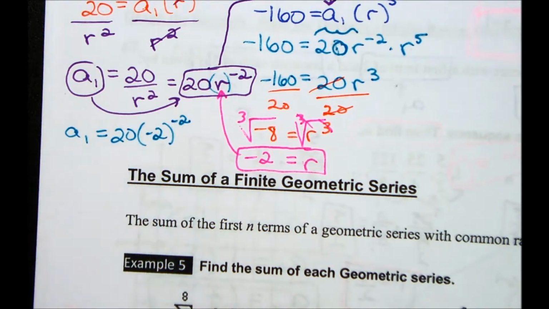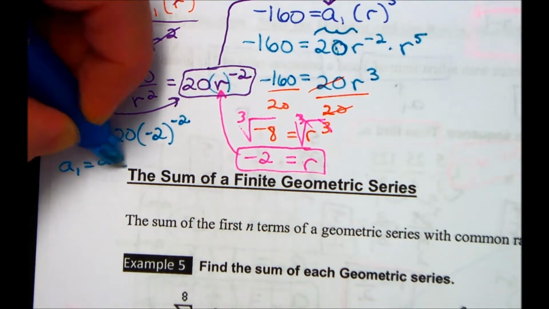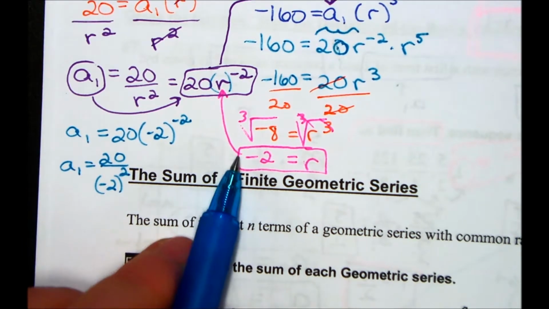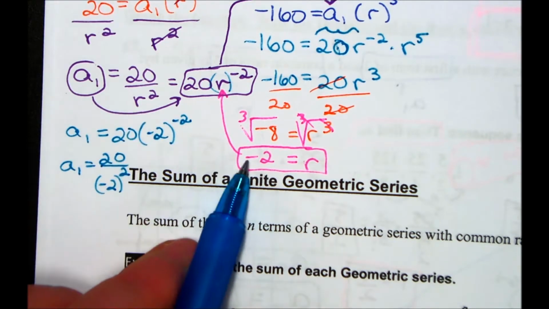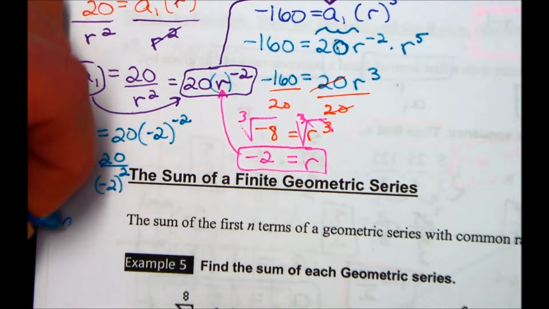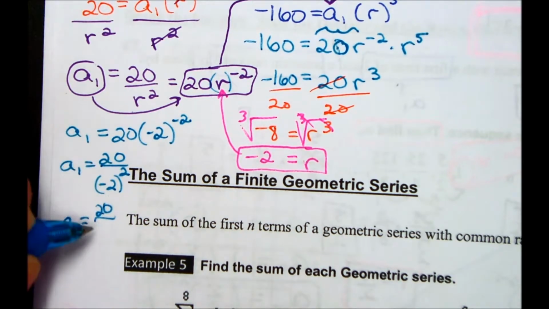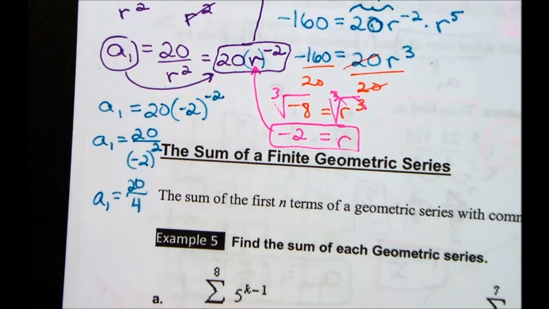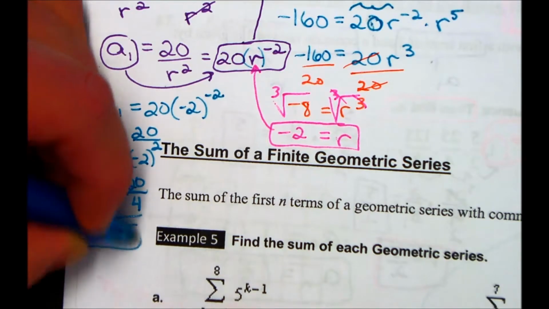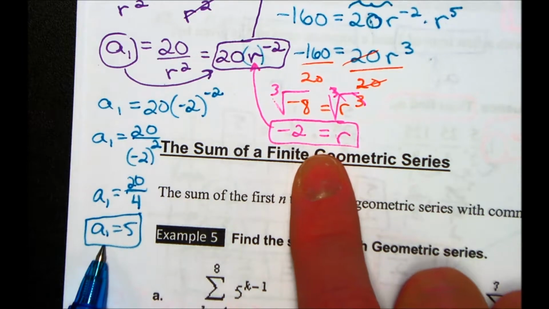I'm going to move it down to the denominator so that I'll have 20 over negative 2 squared. I could have just plugged the negative 2 in right here, and it would have been in the denominator already. But either way, we're still going to get the same a sub 1 value. So we're going to now have 20 over negative 2 squared, which will be a positive 4. 20 divided by 4 will equal 5. So we have our a sub 1 and our r.